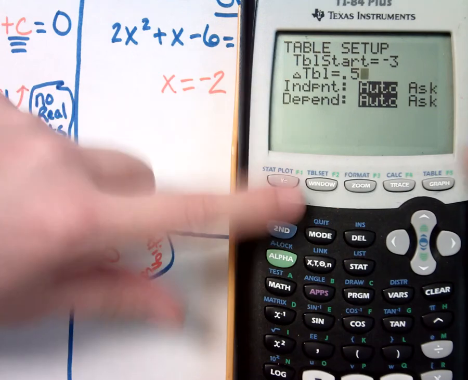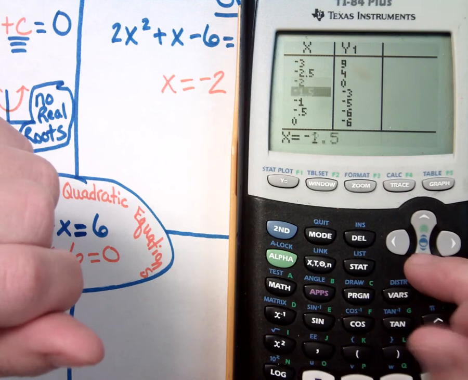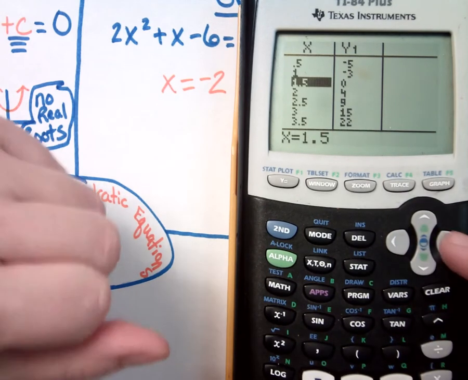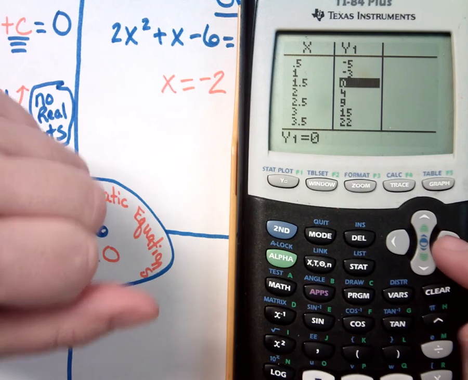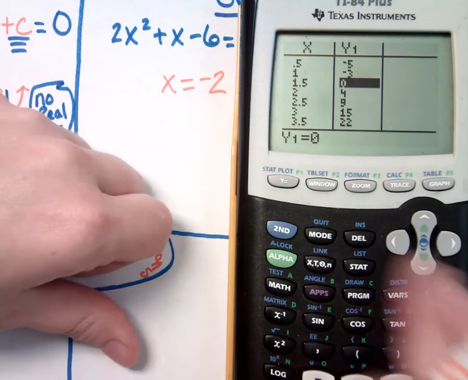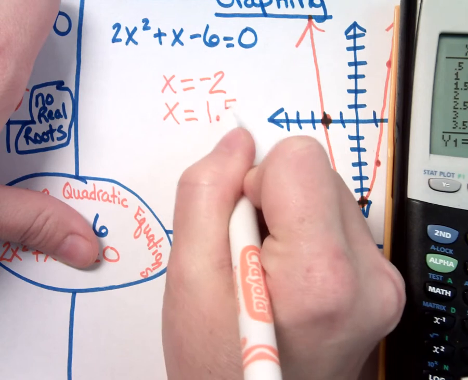And I'm going to go back to my table. And I'm going to see if that really is a 1.5. So let me look. And here it is. When the x is 1.5, the y is 0. So I know that 1.5 is the actual answer. So I'm going to write that down. X equals 1.5 as well.